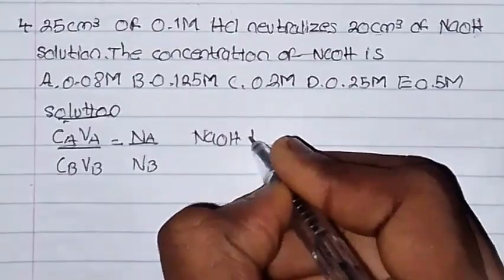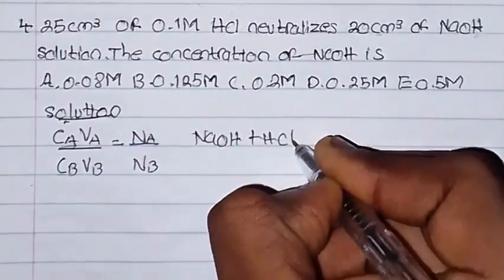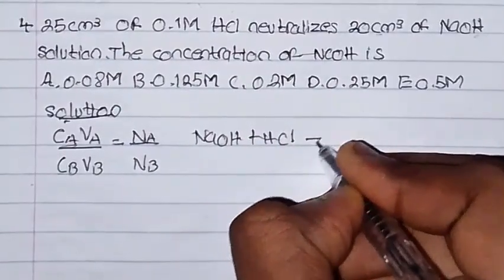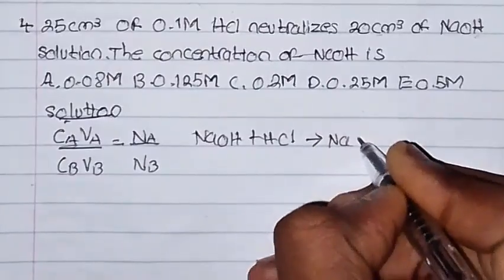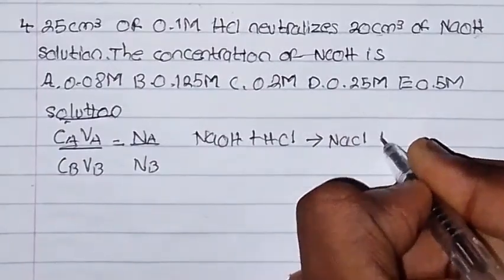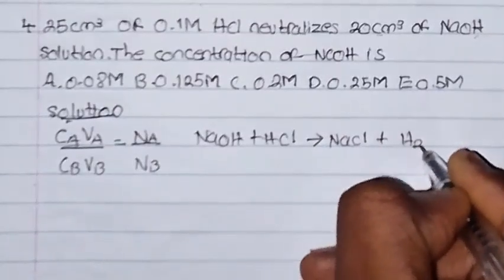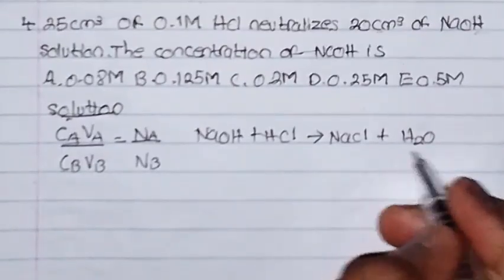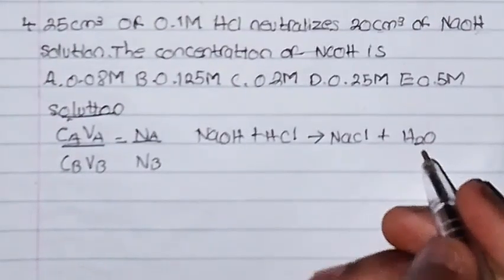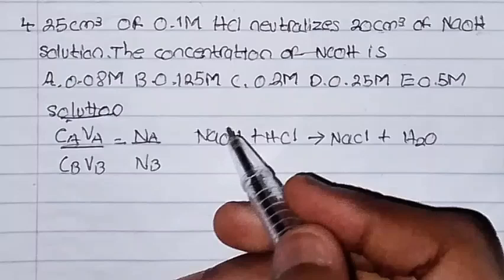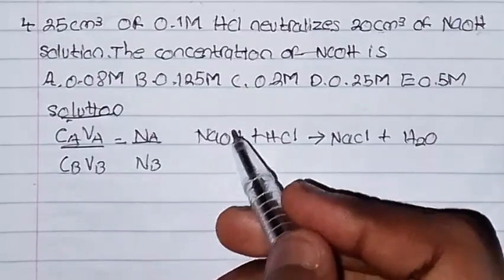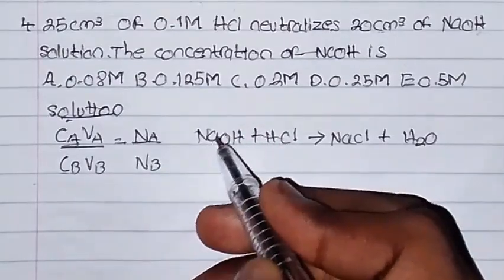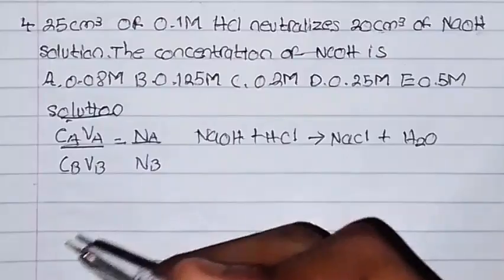Now, for this equation, it becomes NaOH plus HCl. Generally, acid and bases react to give salt and water. Salt here is NaCl, which is common salt, sodium chloride, plus H2O, that's water. This is a must product for any neutralization reaction. If you look at the equation, you're going to notice that it's already balanced. We have 1 mole of sodium, oxygen, hydrogen, and chlorine.